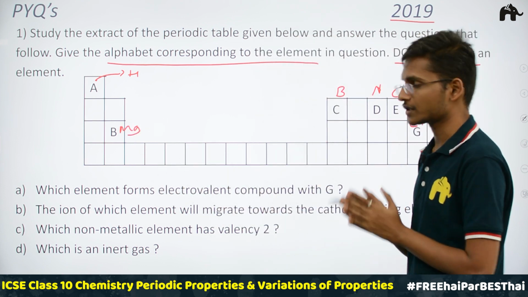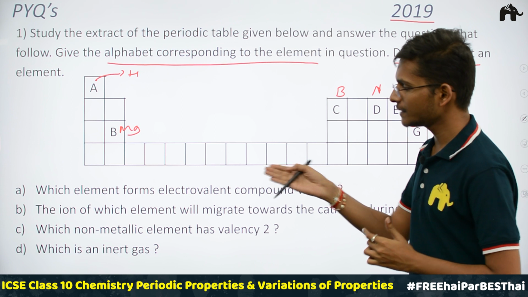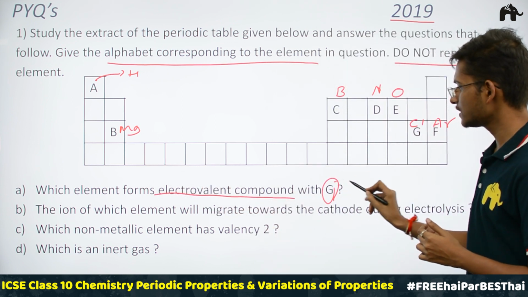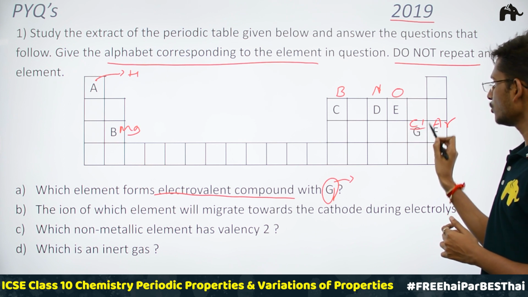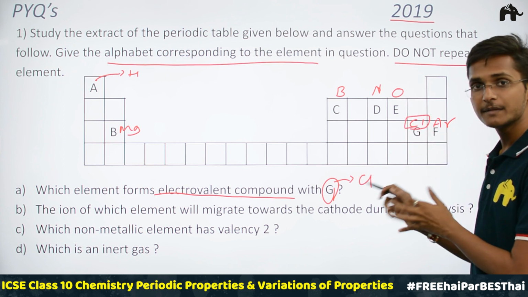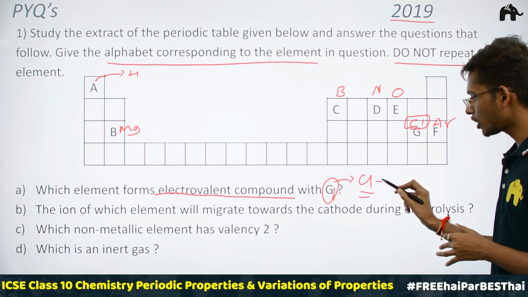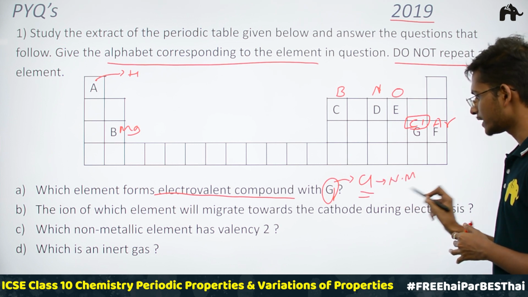Now let's solve the questions. It would be easier for us now. Which element forms an electrovalent compound with G? So what is G actually? G is chlorine, right? So which element would form an electrovalent compound with chlorine? First of all, let's see. Chlorine is a non-metal, right? Let's try to correlate it.